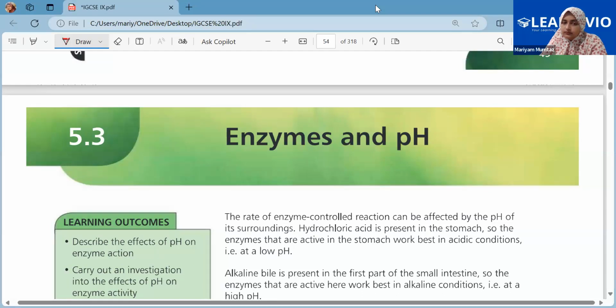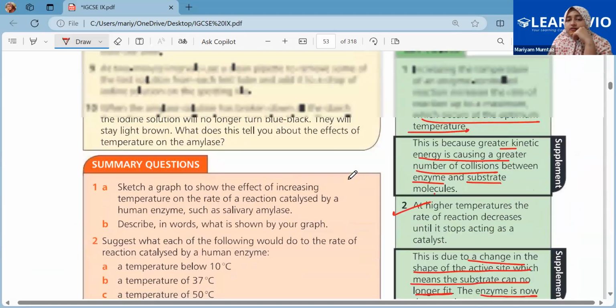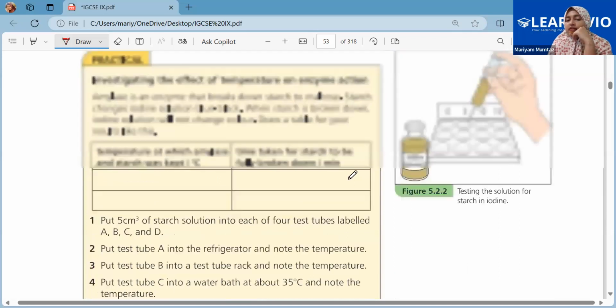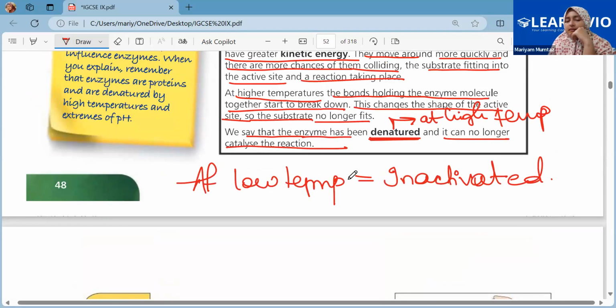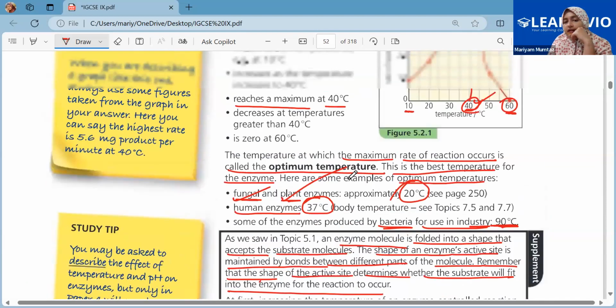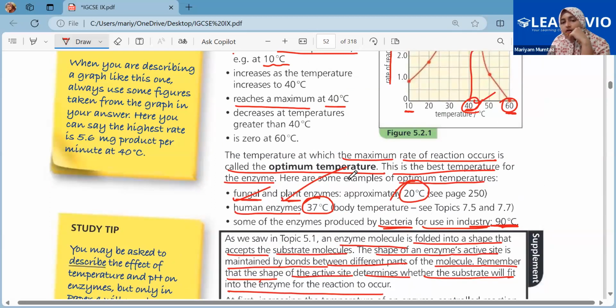So how are we supposed to know the optimum temperature for an enzyme? Yes, the maximum of enzymes work at 40 degrees Celsius. Again, maximum, not all, maximum of them. But there are certain enzymes that have a different optimum temperature, and that cannot be known as such. We have to see their working, then only we can understand.